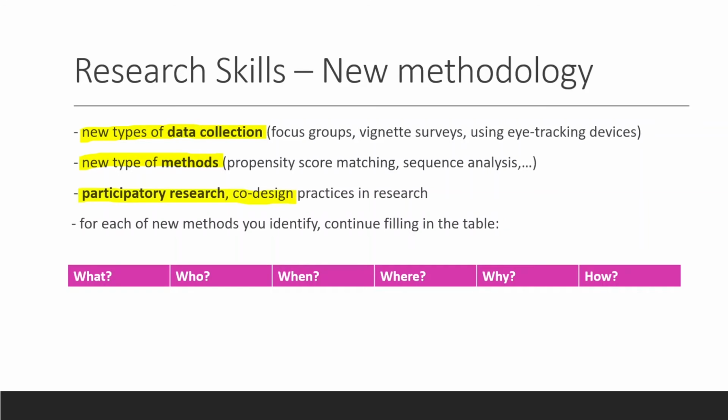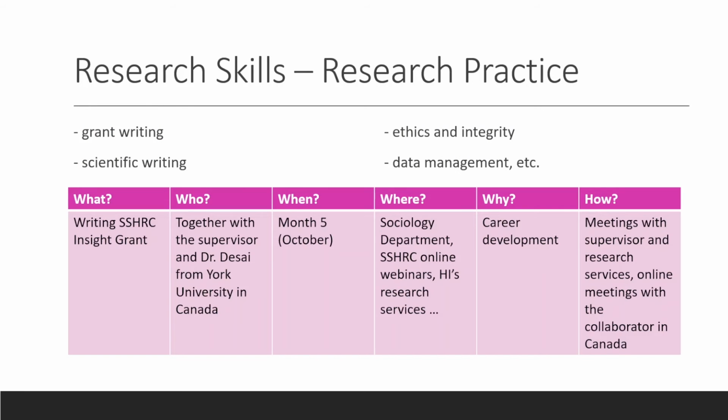You can also mention the new trends in research, such as participatory research and co-design, with your research project stakeholders as a methodology that you will learn. For each of those new methodological skills, fill in the table of what, who, when, where, why, and how. The third domain to consider is the transferable skills related to research practice. These are skills like grant writing, publication preparation, ethics training, data management training, etc.